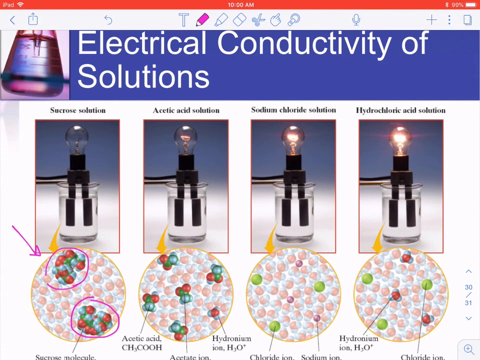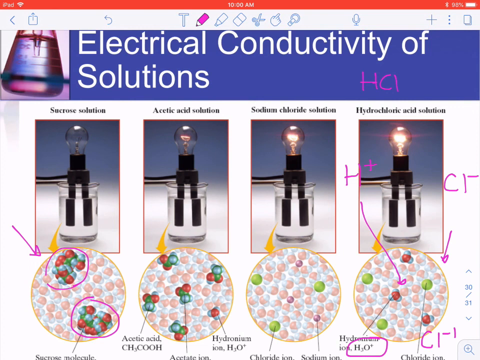Something over here on the far right-hand side, like hydrochloric acid, when we dissolve that, the different ions separate completely. So hydrochloric acid is HCl. When HCl splits, you have H+ and you have Cl-. The H+ actually joins a water molecule to make this thing, which we call H3O+. But H3O+, you'll notice, has a full-blown positive charge, and the chloride ion, Cl-, has a full-blown negative charge, and those things can carry a charge from one place to another, which is why we see that light bulb being lit up here on the right-hand side.